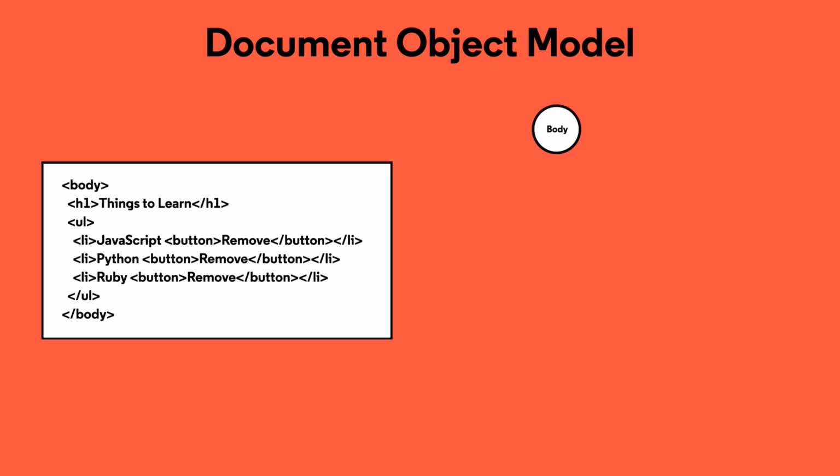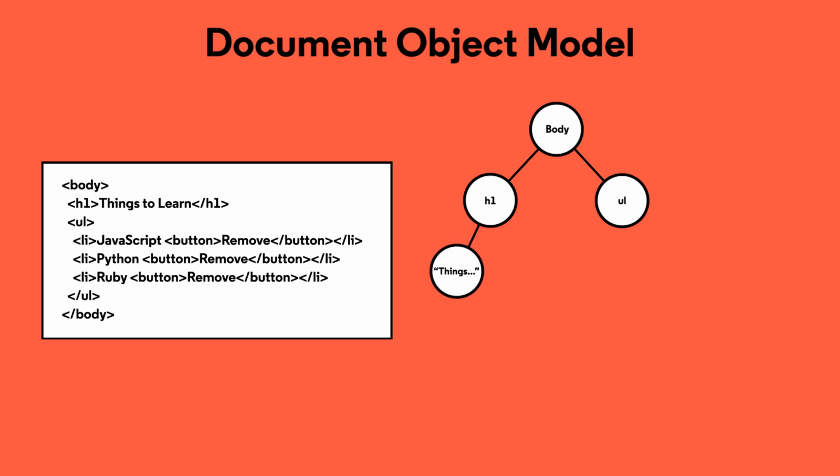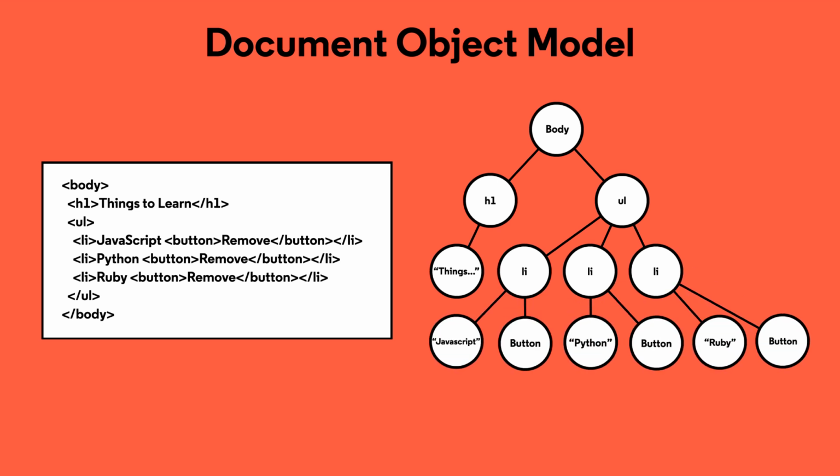The top node will represent the body tag. The body node will have two child nodes underneath it, the H1 node and the UL node. Now, text is also represented as a node, so the H1 node will have a child text node, and the UL node will have three LI node children, which each have a text node child and a button node child, which each have a text node child of their own.